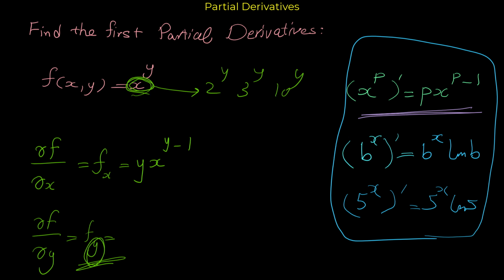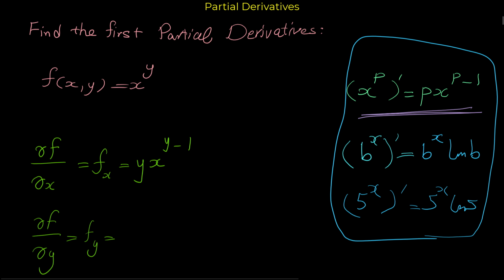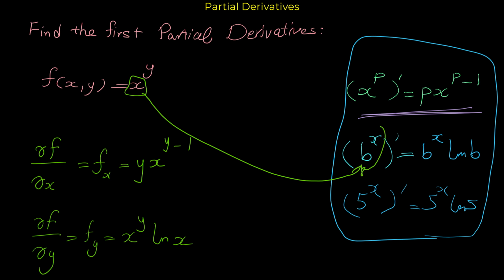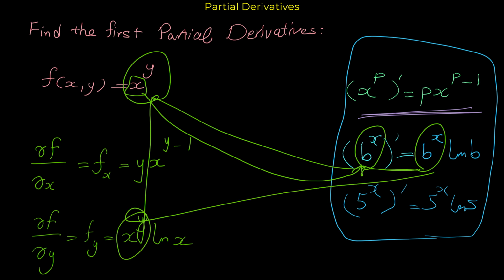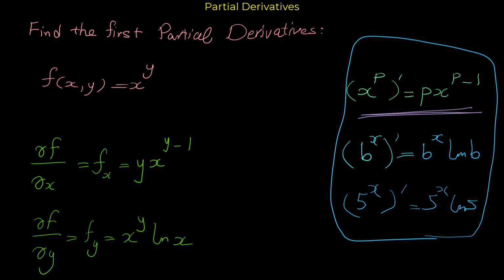And based on the formula that here we have, derivative of x to the y would be x to the y ln of x. Attention, x here plays the role of b. Derivative of b to the x is b to the x times ln of b. b is the base, and the base is x. So ln of x. So these are the first partial derivatives of this function.